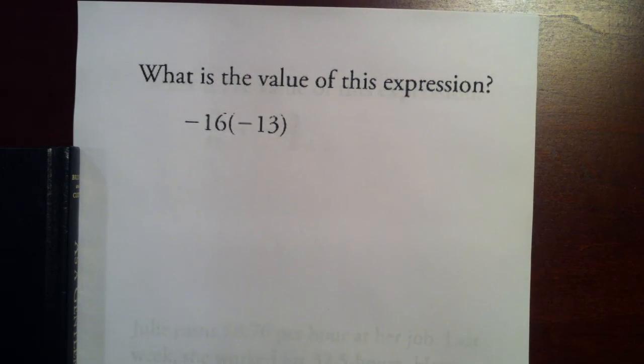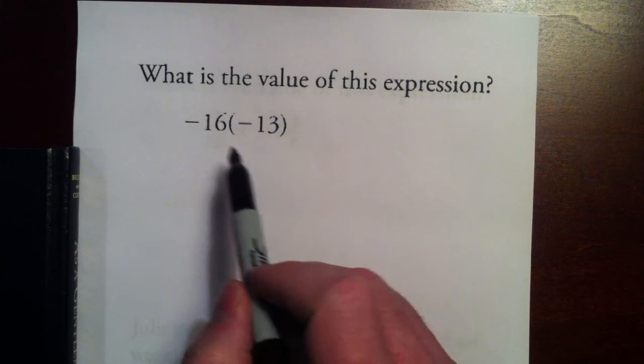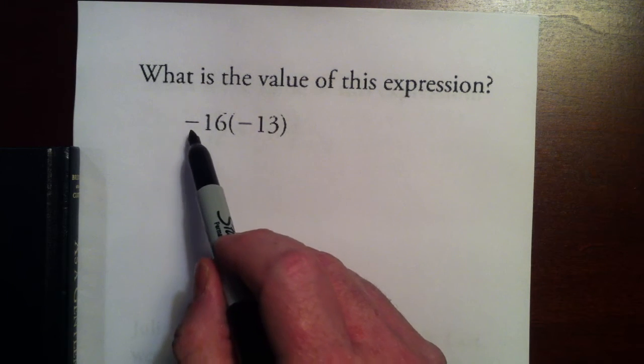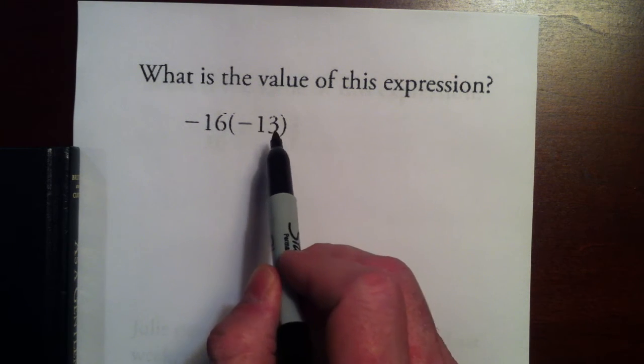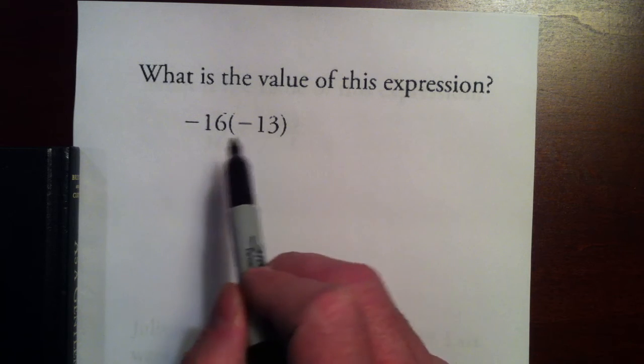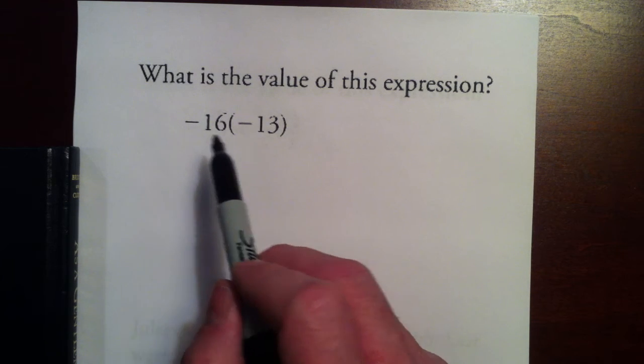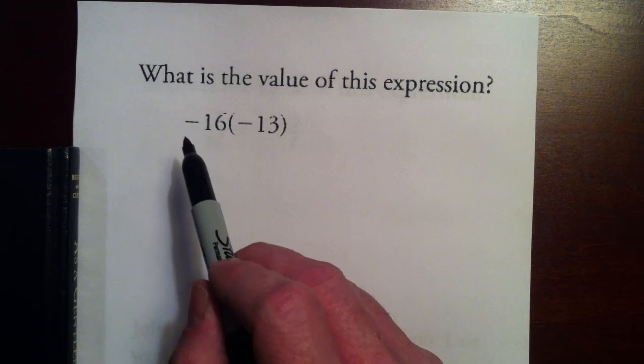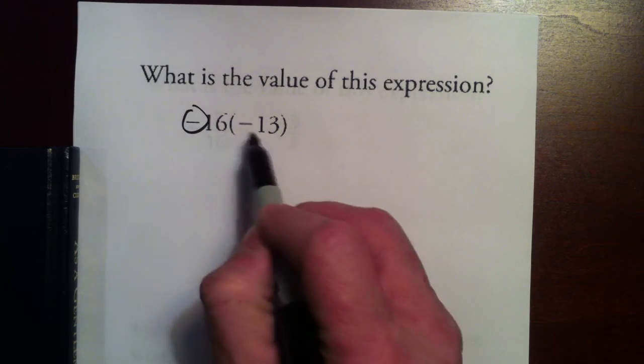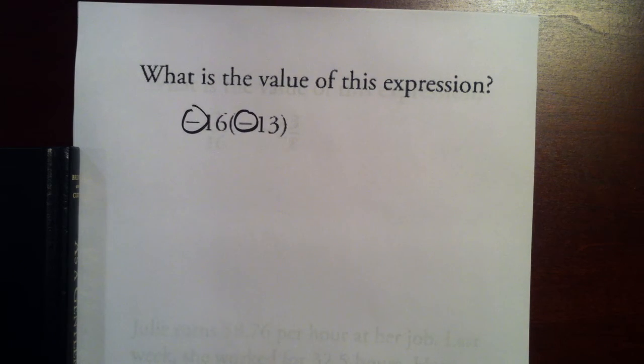So, what is the value of this expression? Well, all we do is simply multiply it out, and then we can apply our rule. We have a negative here and a negative here. Therefore, the answer is going to be positive. Because a negative times a negative is a positive. We only have room for 2 minus signs, and we've already used those up.